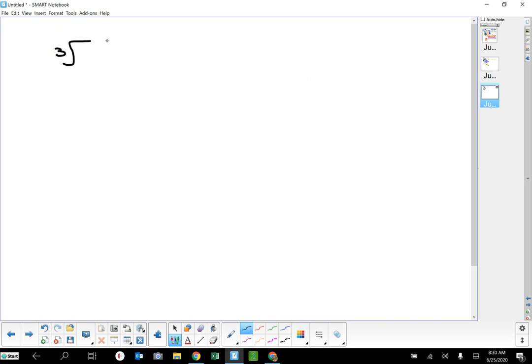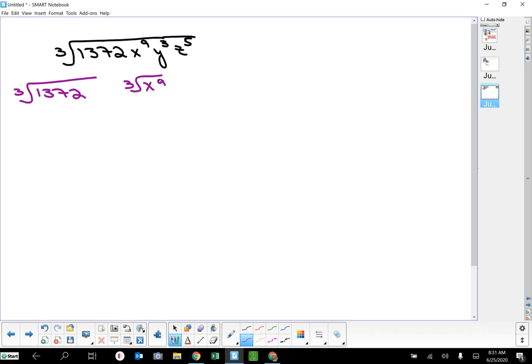It's the cube root of 1372, x to the 9th, y to the 3rd, z to the 5th. And the variables are handled the same way as the numbers are. So if you recall when we did square roots, I asked you to break these into multiple radicals. So you'd have the cube root of 1372, then the cube root of x to the 9th, the cube root of y cubed, and the cube root of z to the 5th.